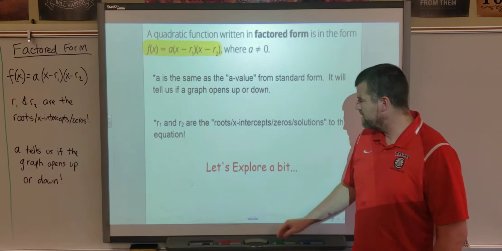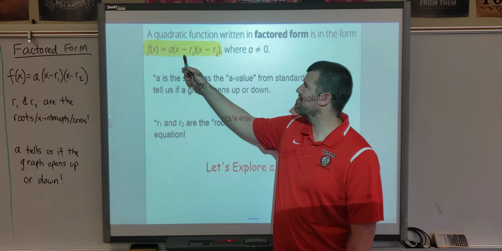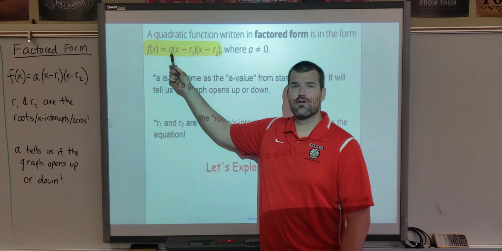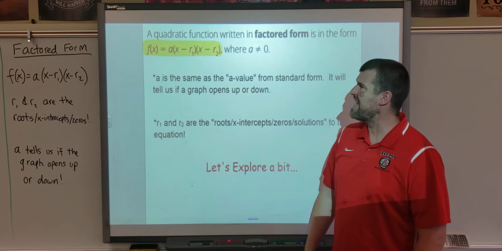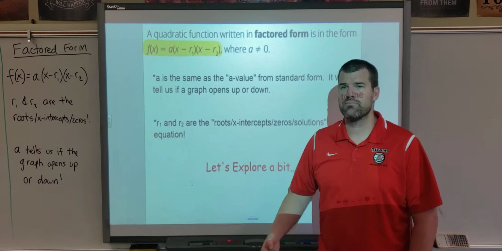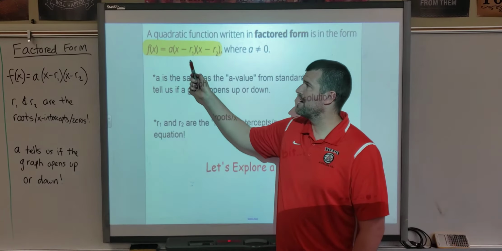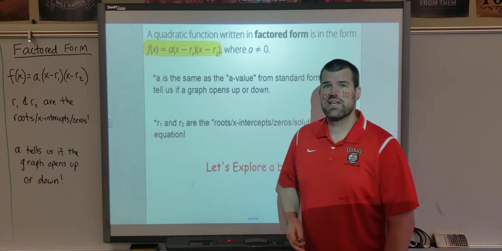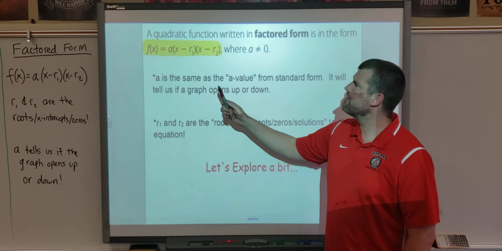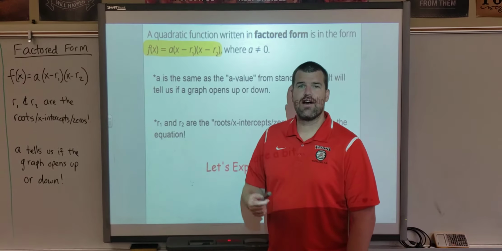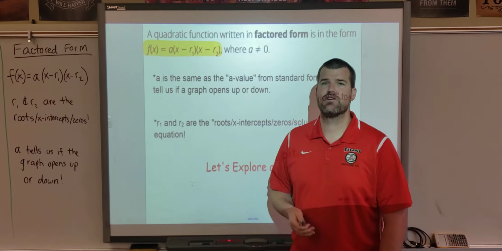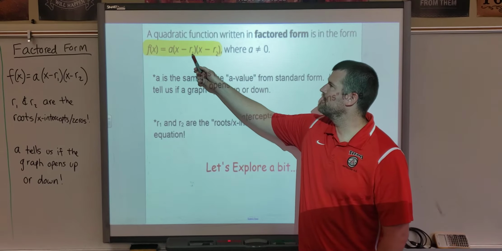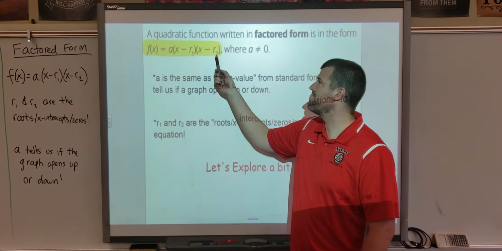And so factored form is a times x minus r1 times x minus r2. Well, we've seen a before when we were doing standard form. And this a is the exact same thing as the a from standard form. So when we change this back into standard form, which we'll do later, the a value here will be the same a value we get when we do standard form. The main thing that the a will tell us is whether or not the graph opens up or down, which will also help us to know if it has a minimum or a maximum. The r1 and r2 just mean that this is my first root and this is my second root.